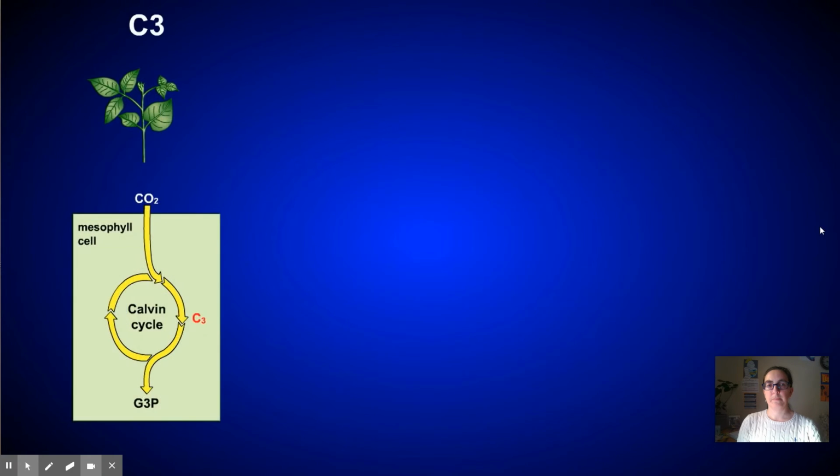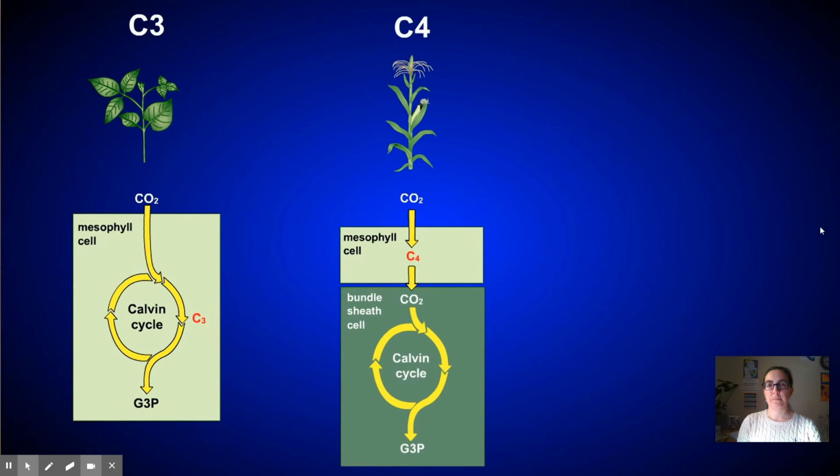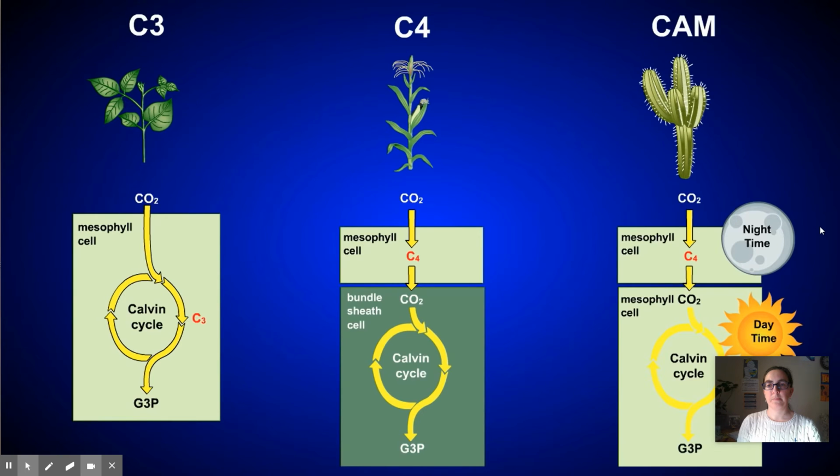Let's do a quick review. During C3 photosynthesis, CO2 is taken up and transported directly to the Calvin cycle. The C4 pathway alters the location of photosynthesis, and the CAM pathway changes the timing. Both of these adaptations allow some plants to survive in environments that are less than ideal for the typical C3 plant.